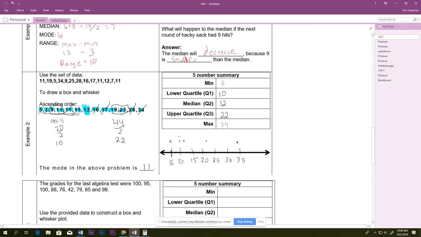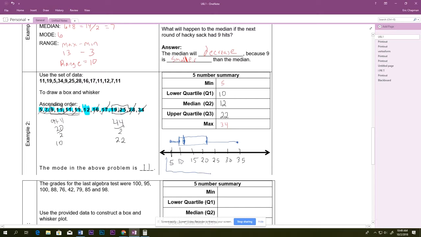Now we're going to draw our box. Okay, I'm going to draw a box like this, and then all the way over to there, and then draw a line in between for our median, and then whiskers out to our min and our max. And there I have a box and whisker.